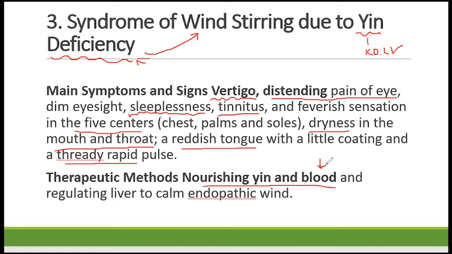Blood belongs to yin, and the regular qi extinguishes the internal wind. So this kind of condition belongs to internal wind, not external wind.